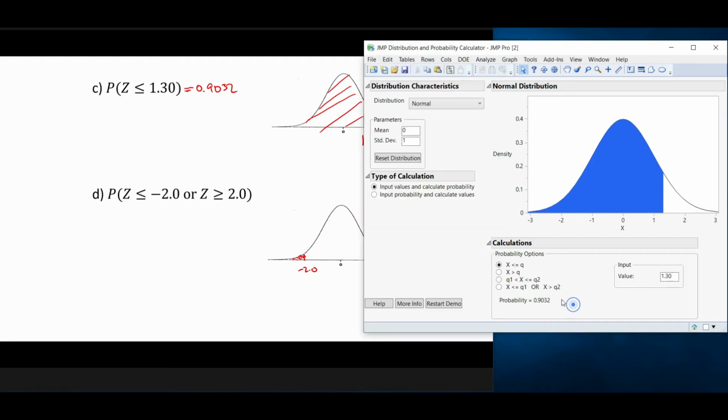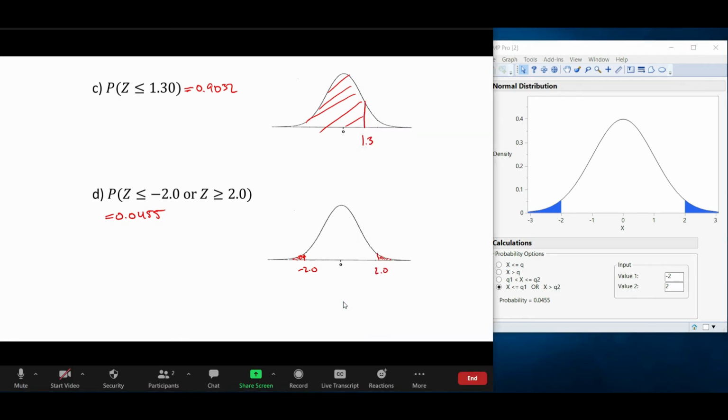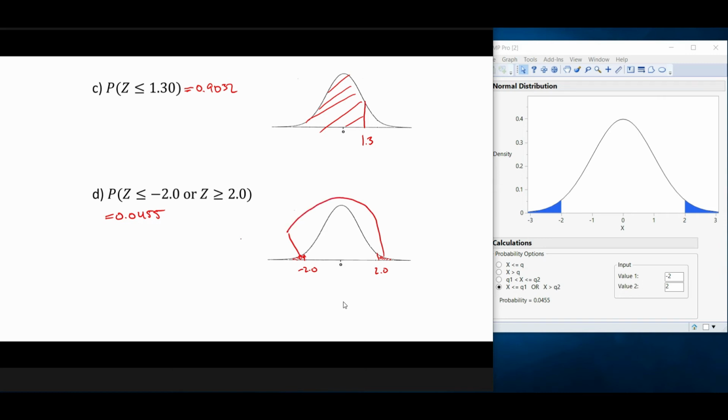So back over here in JMP, I'm going to use this option again to get the tail areas. Put the lower value in there for value 1 and put the larger value in for value 2. There's the tail area, and I have just under 5% there. That's equal to 0.0455. Okay, so what we've found here is these two shaded regions added together is 0.0455.